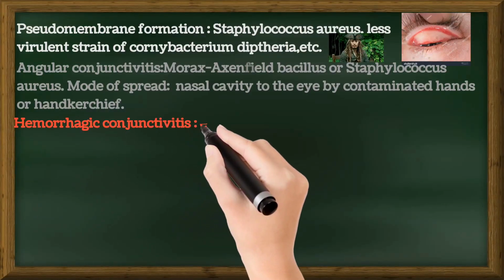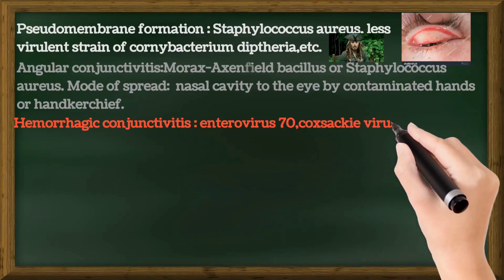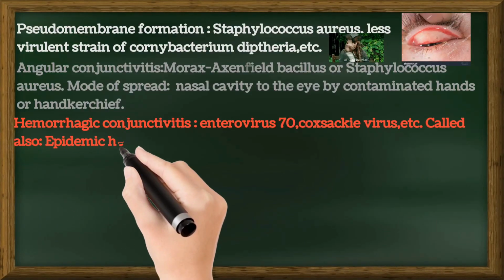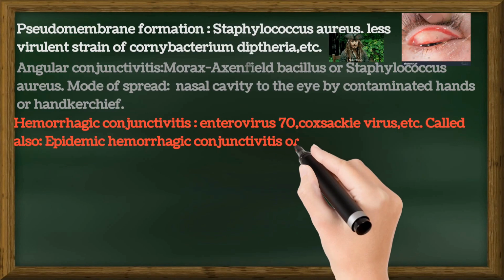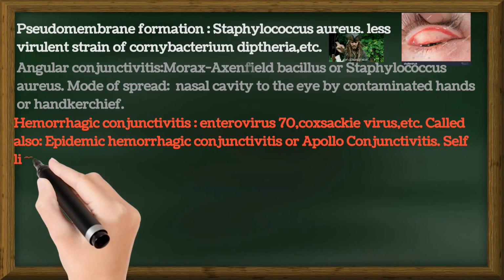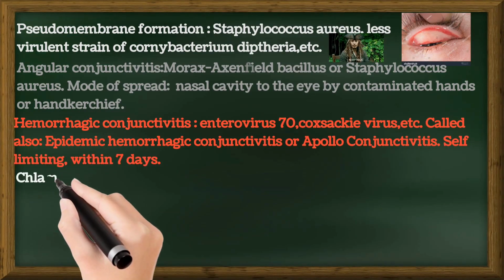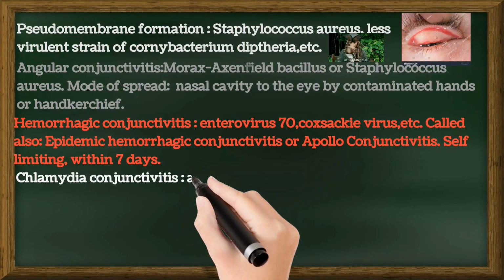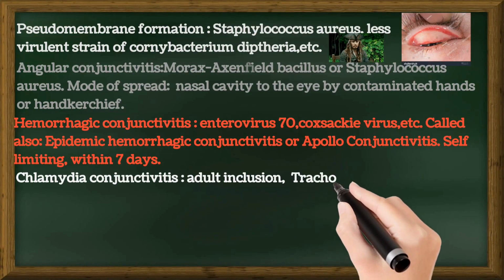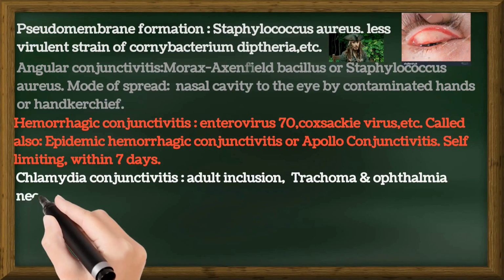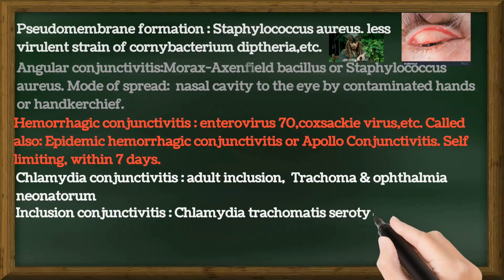Hemorrhagic conjunctivitis is a type where bleeding occurs along with conjunctivitis, resulting in small spots or patches of bleeding on the conjunctiva. Epidemic hemorrhagic conjunctivitis is also referred to as Apollo conjunctivitis. Chlamydia conjunctivitis, if not properly treated and if the infection persists long-term, can lead to corneal ulcers and even vision loss.